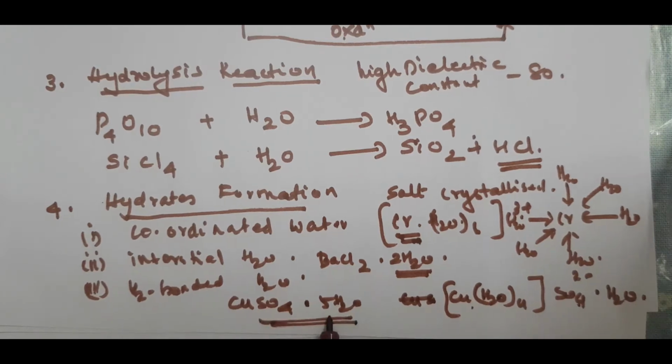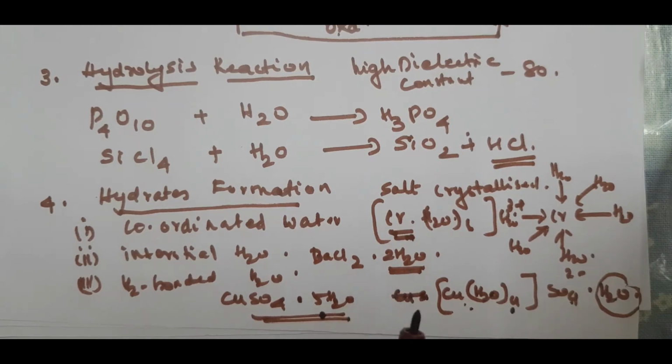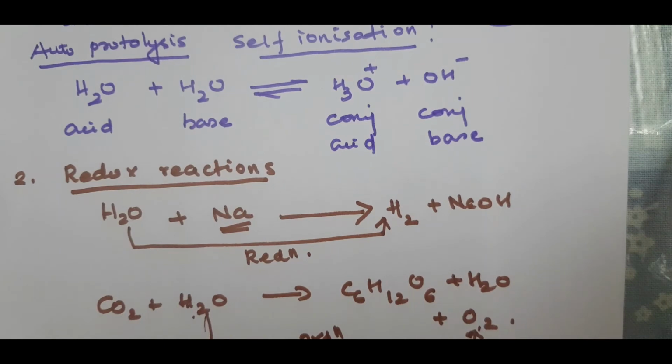So CuSO4.5H2O in the hydrated form, in the hydrogen bonded form, you can write like this. Okay, so this is the fourth type of reaction with water. In the hydrated formation, there are three types: coordinated water, interstitial water, and hydrogen bonded water. That is water in a hydrogen bonded state. You know what a hydrogen bond is, isn't it? So this is mainly the chemical reactions that take place in water. Hope you are clear with the chemical properties.